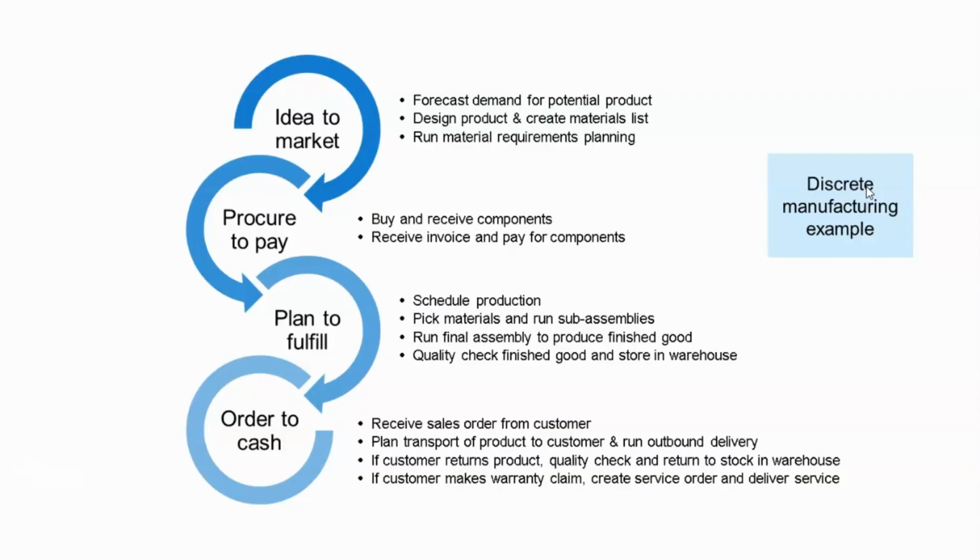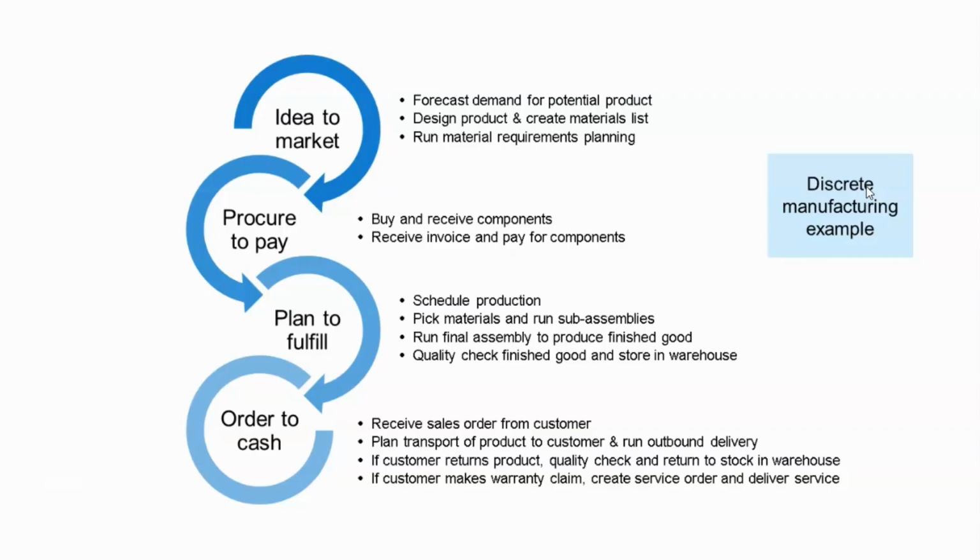So we run material requirements planning to identify what we have or can make in house, and what we have to order from the third party suppliers. So to consolidate that, in idea to market, we forecast demand for a potential product, design the product and create the material list, and run material requirements planning. Then we have something called procure to pay.